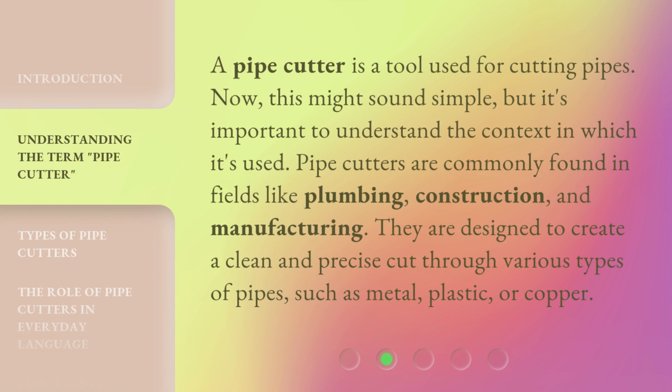A pipe cutter is a tool used for cutting pipes. Now, this might sound simple, but it's important to understand the context in which it's used. Pipe cutters are commonly found in fields like plumbing, construction, and manufacturing. They are designed to create a clean and precise cut through various types of pipes, such as metal, plastic, or copper.